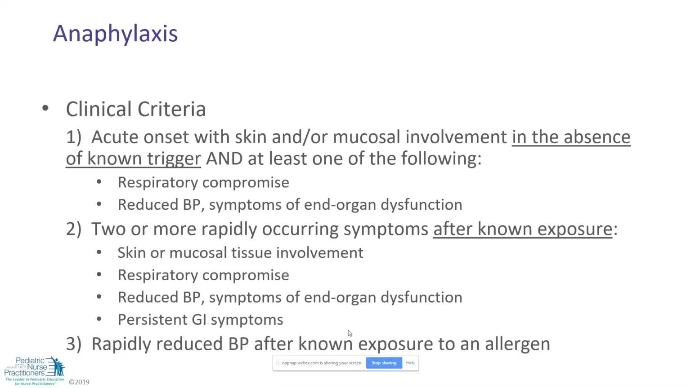The other is where there's a known exposure and you have 2 or more rapidly occurring symptoms, and that could include skin or mucosal involvement, respiratory compromise, reduced blood pressure, symptoms of end organ dysfunction, and persistent GI symptoms. And then the third criteria is just where you have a rapidly reduced blood pressure after a known exposure. And that's kind of on its own.